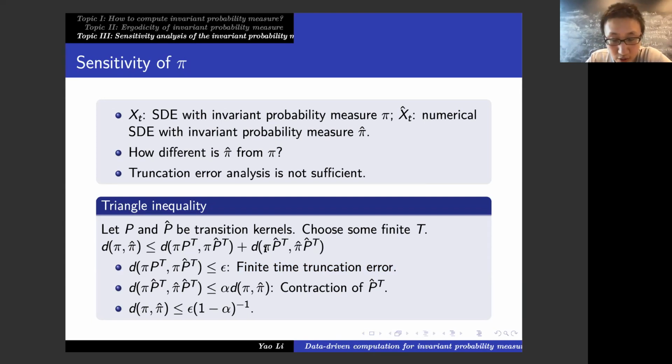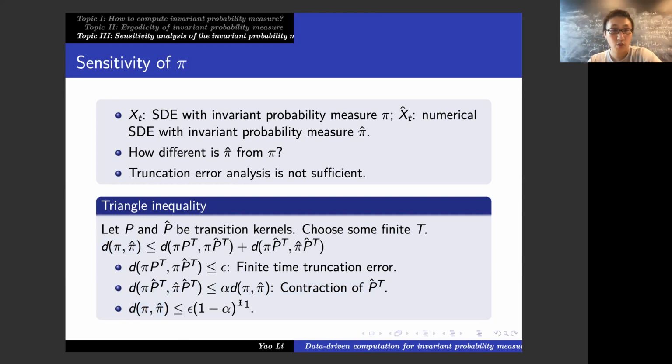And the other part, I let the same operator act on two different measures. Then I should see some concentration. So I have this contraction of p hat t. And if I have some quantitative estimate of alpha, instead of just showing that alpha is smaller than 1, then very good. You have the same term on the right-hand side and the left-hand side. And then this gives you the control that this distance is a bit smaller than epsilon times (1 minus alpha) inverse.